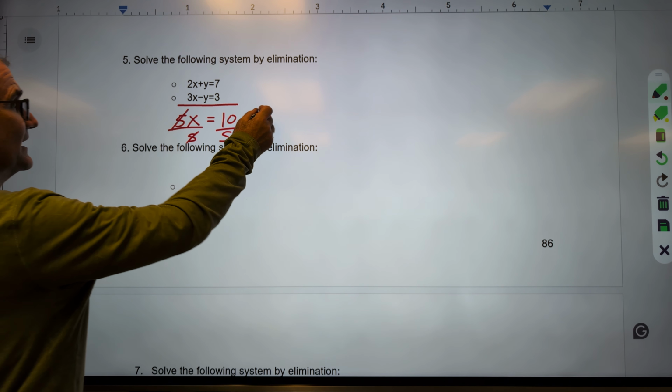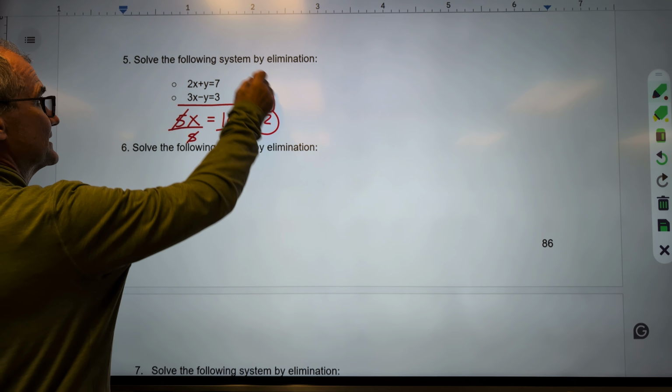Have that value for x, plug it back in. I'll plug it into either equation. 2 times x plus y equals 7. 4 plus y equals 7. Subtract 4 from both sides. y is equal to 3. I have a value for x, 2, and a value for y, 3.